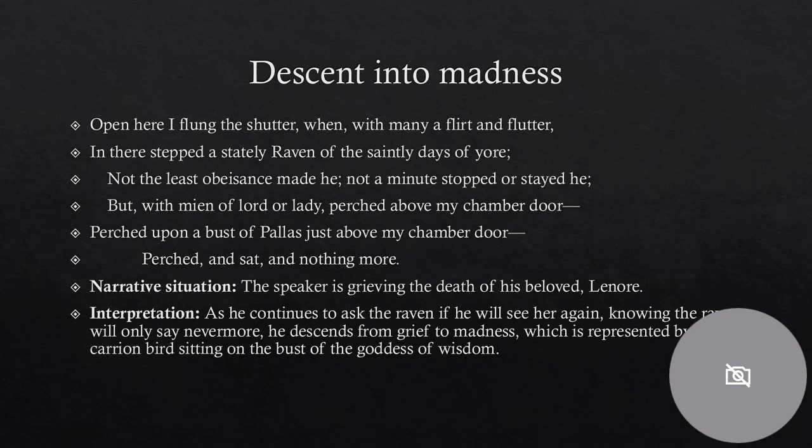I love the "in there stepped a stately raven of the saintly days of yore." There you really hear the importance of sound I mentioned earlier with the internal rhyme, stately and saintly, but it's not a perfect rhyme either.